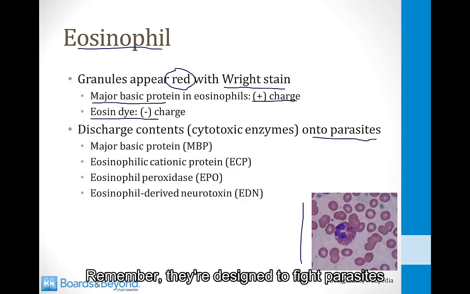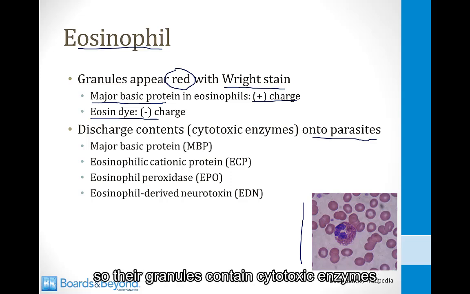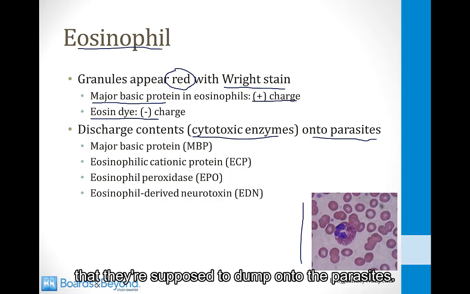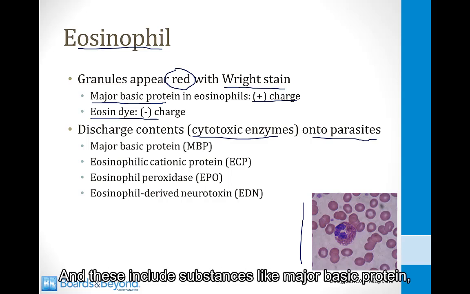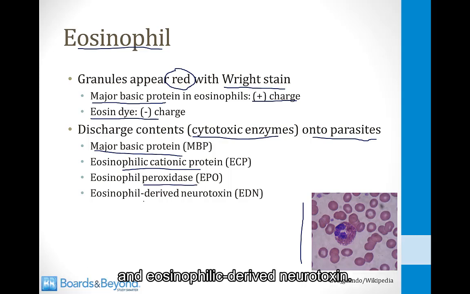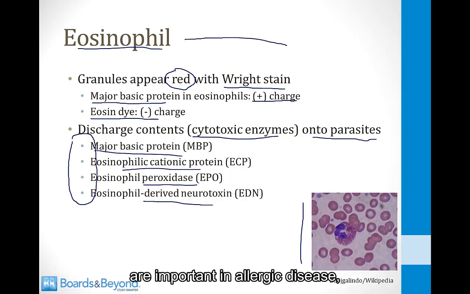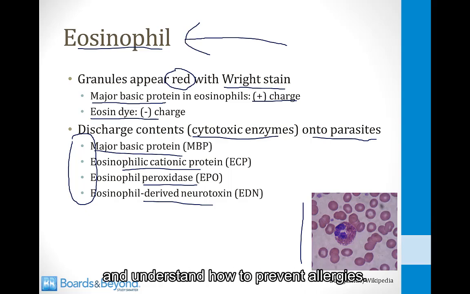Remember, they're designed to fight parasites like helminths that are too big to be phagocytosed. So their granules contain cytotoxic enzymes that they're supposed to dump onto the parasites, and these include substances like major basic protein, eosinophilic cationic protein, eosinophilic peroxidase, and eosinophil-derived neurotoxin. And you can read a lot about these. We know a lot about many of them because eosinophils are important in allergic disease, so we've studied these greatly to try and understand how to prevent allergies.